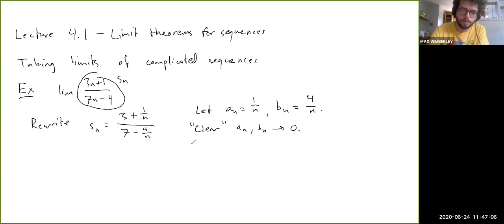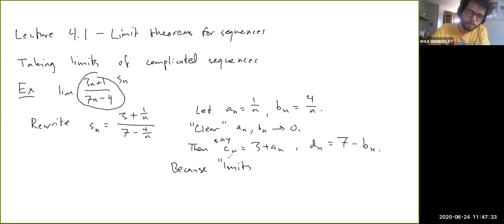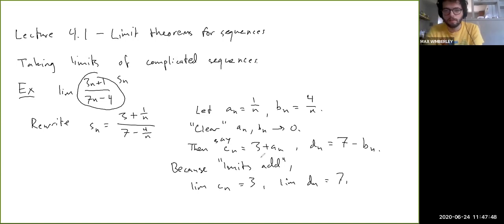Okay, so then, if we define Cn to be 3 plus An and Dn to be 7 minus Bn, because limits "add", the limit of Cn is 3 and the limit of Dn is 7. So when I say limits add, what I really mean is that there is a theorem which says that if you take two convergent sequences and add them together, the result will be another convergent sequence whose limit is the sum of the original two limits, right?